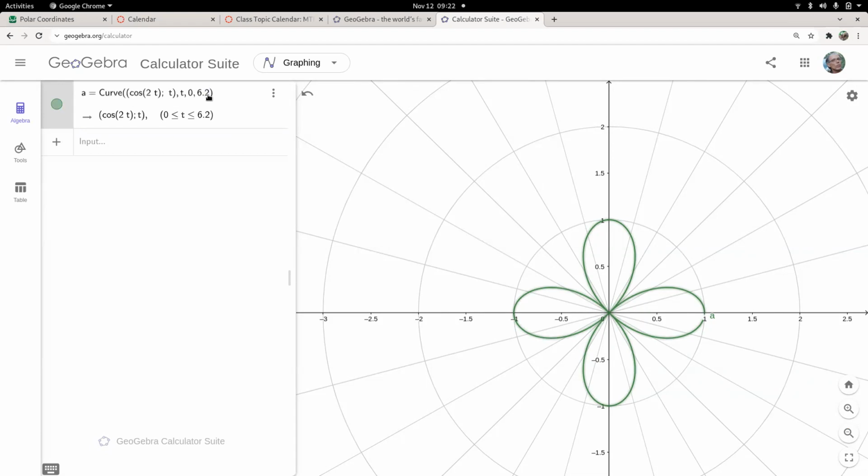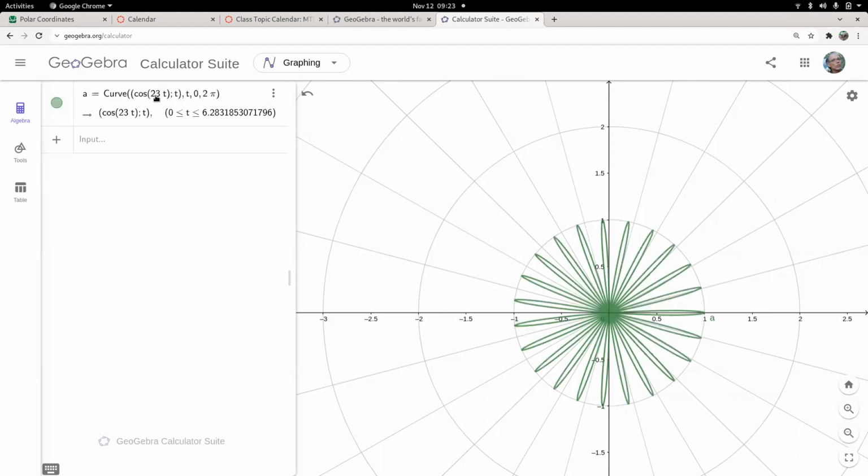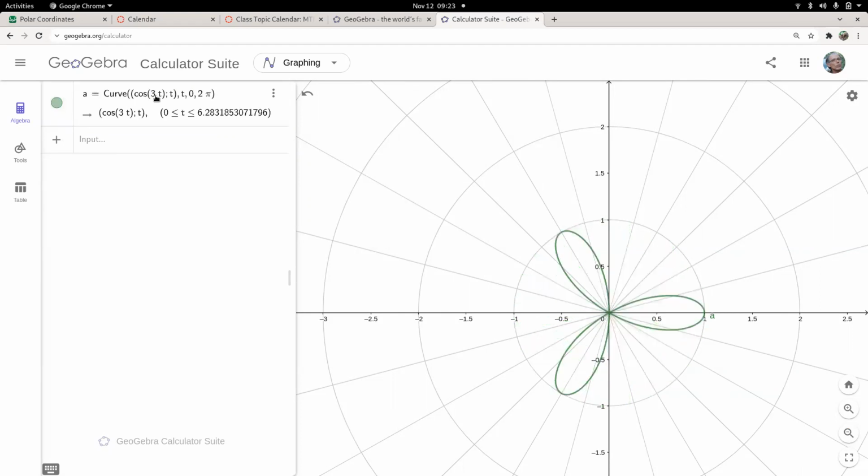So the polar world is a very different universe than the rectangular world, but it turns out it's an important one. There's lots of things in the real world and mathematics that relate to this. So I get a 4-leaf clover here. When I do 2 pi, check out 2t, check out 3t. This is cute. Oops, 23t. No. 3t, please. There we go.